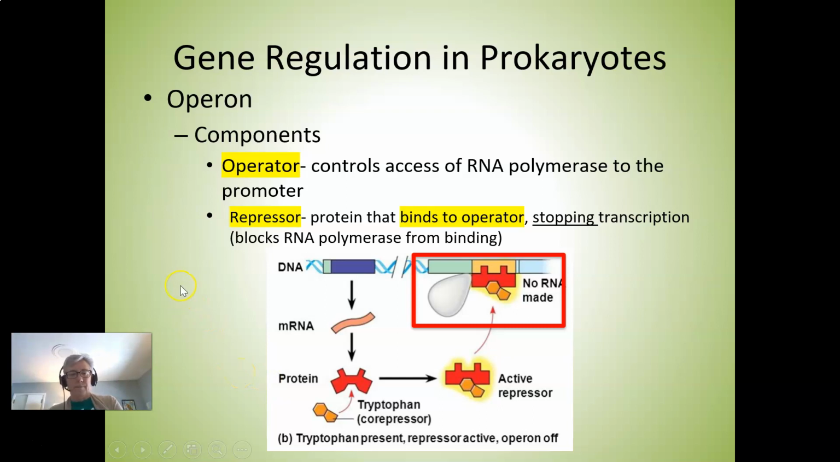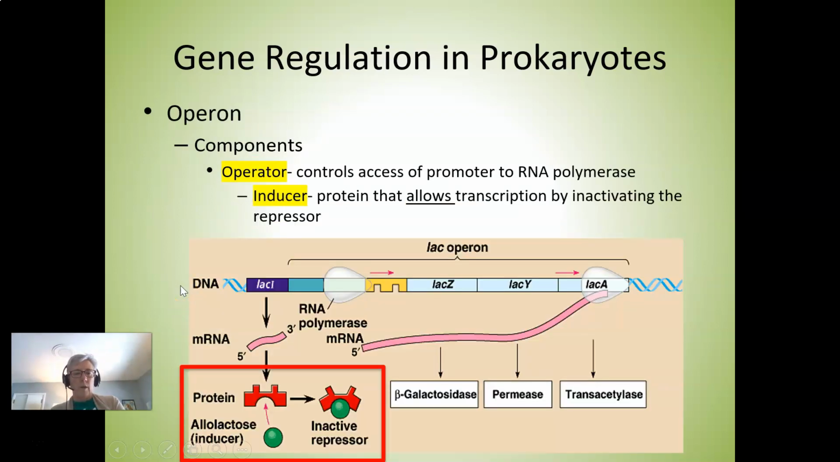All right, and then we can also have an inducer that facilitates transcription. The way it does it is a little bit indirect. It takes the repressor out of play. In this case, this green ball, this is a different operon. This is a lac operon, but this is just a general example of what an inducer can do. It turns on transcription of an operon by removing the repressor.